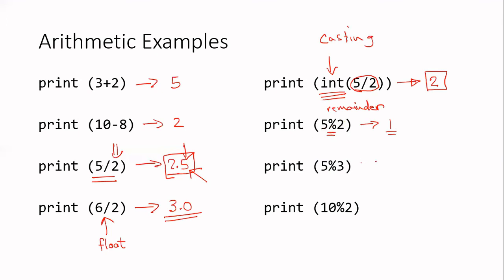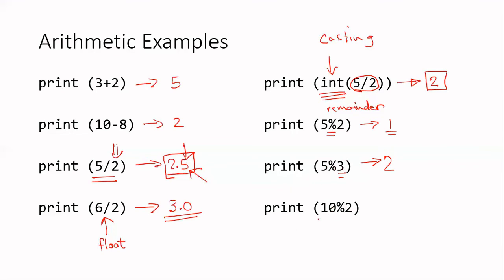Let's look at another one. How many times can 3 go into 5? 3 can go into 5 1 time. But how many is left over? Well, 3 can go into 5 1 time, which is 3, and I'm left over with 2. So 5 modulus 3 will give me 2.